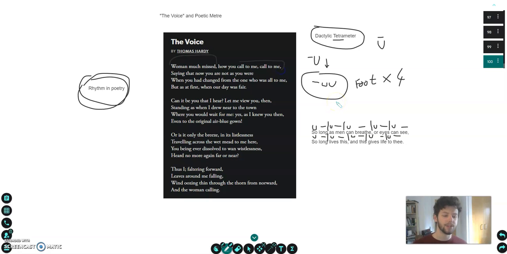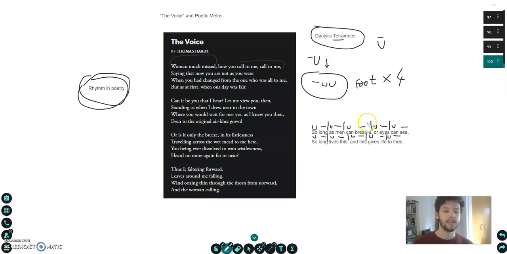The prevailing effect which arises from this first stanza, and even from this first line, is one of sadness and ennui and unease, I think it's fair to say, and sort of wistfulness. And Hardy was not the happiest chap, as you may be aware. In this first line, not only is that effect created through the language employed and through the repetitions and the alliterations, it's reinforced by the metre. Woman much missed how you call to me. There's a plodding and circular manner to the way in which these words are spoken, which would not have the same effect if it was otherwise.